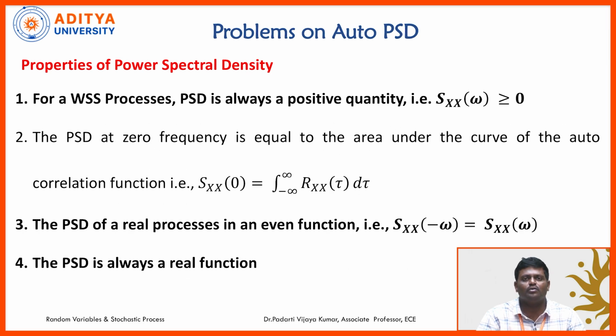First we will recall the properties of the power spectral density, which will be helpful in solving the problems. For a wide sense stationary random process, the power spectral density is always a positive quantity. The power spectral density at origin is mathematically equal to the area under the autocorrelation function. The power spectral density is also an even function of omega, and it is always a real function.